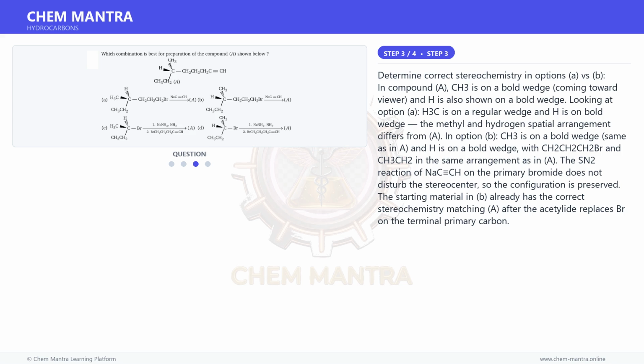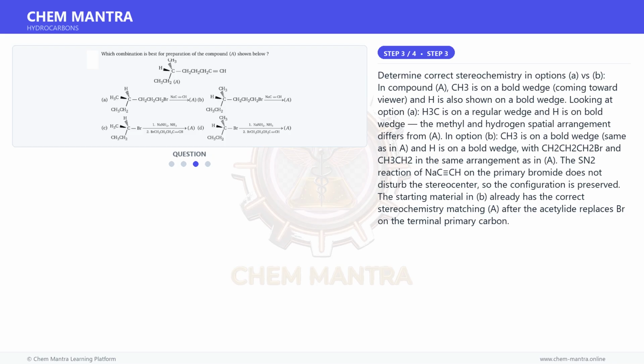Determine correct stereochemistry in options A versus B. In compound A, CH3 is on a bold wedge, coming toward the viewer, and H is also shown on a bold wedge. Looking at option A, H3C is on a regular wedge and H is on a bold wedge. The methyl and hydrogen spatial arrangement differs from A. In option B, CH3 is on a bold wedge, same as in A, and H is on a bold wedge, with CH2CH2CH2Br and CH3CH2 in the same arrangement as in A.